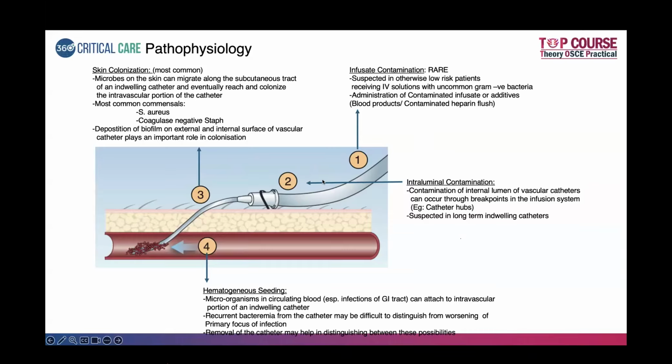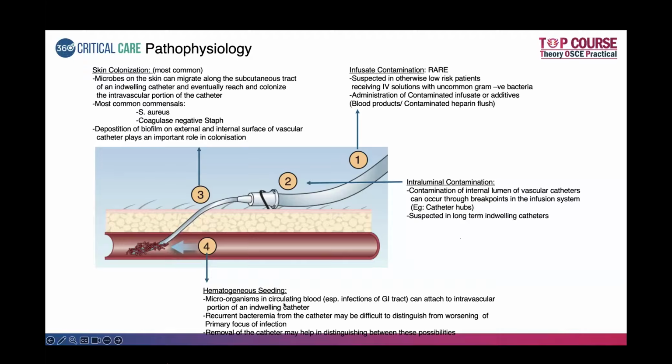The next route of contamination is intraluminal contamination. Contamination of the internal lumen of vascular catheters can occur through breakpoints in the infusion system, like catheter hubs, which is usually suspected in long-term indwelling catheters, especially dialysis catheters.